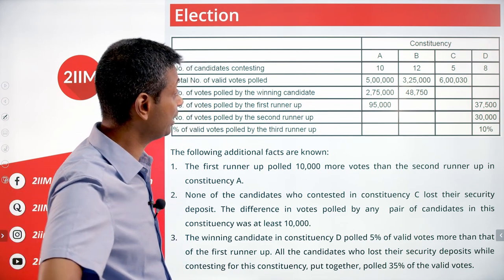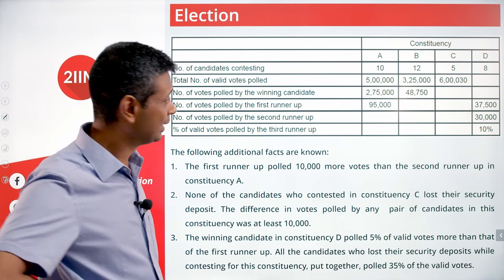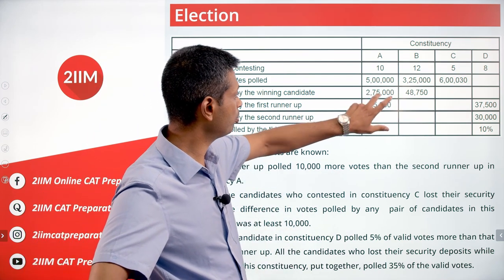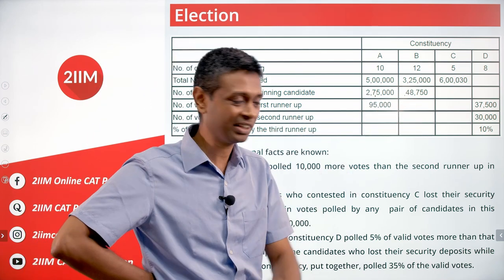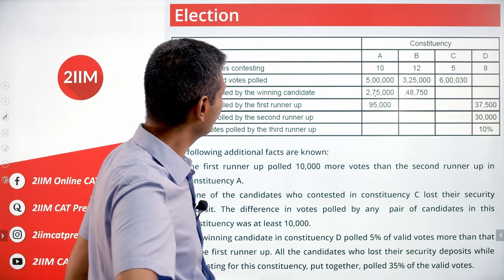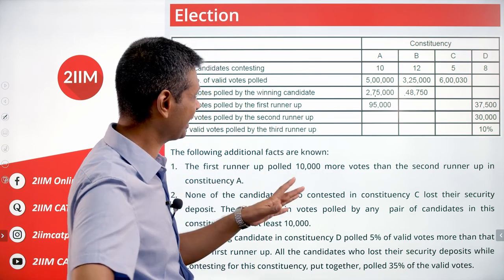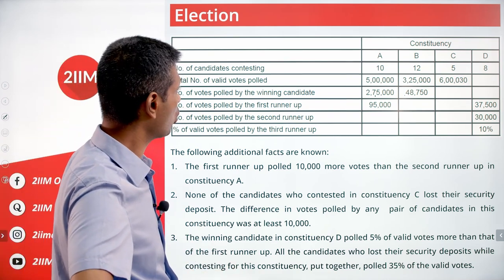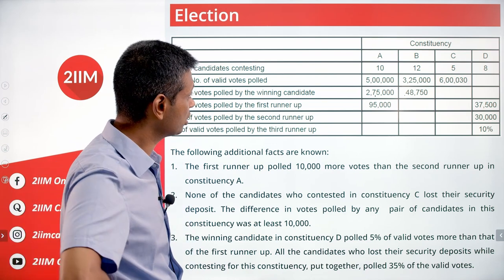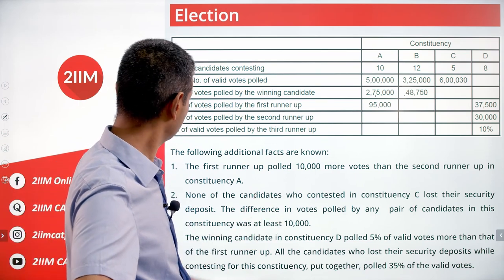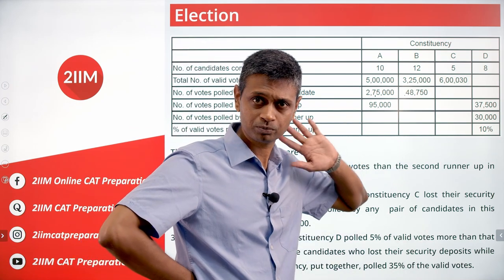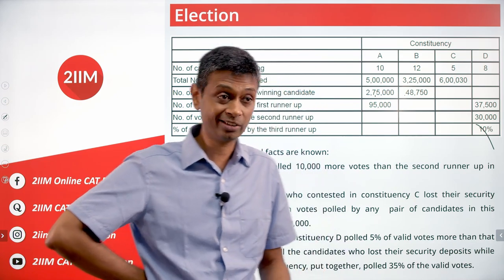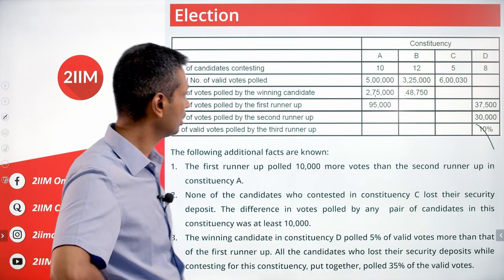Constituency B, there are 12 candidates, 3,25,000 votes. The winning candidate gets only 48,750. That's very small, so this candidate is romping to power, and nothing else is given. C, 6,30,000, and nothing else is given. D, we don't know how many candidates there are. We don't know what the winning candidate got. The first runner-up got 37,500. The second one got 30,000. The third runner-up got 10%, and so this candidate lost the deposit. 16.66% is 1/6. That much we know.